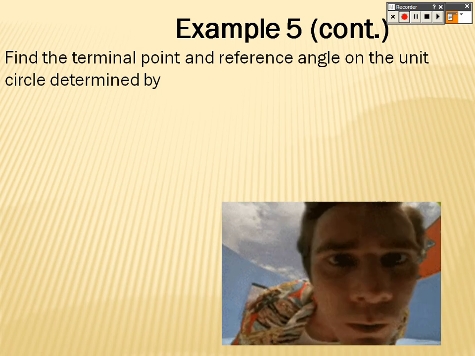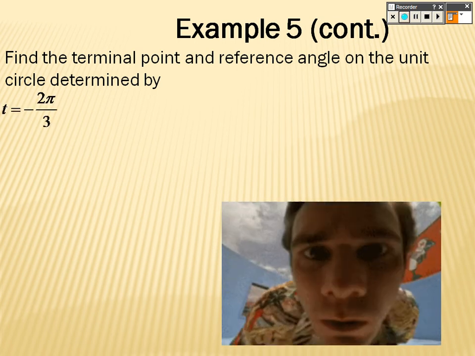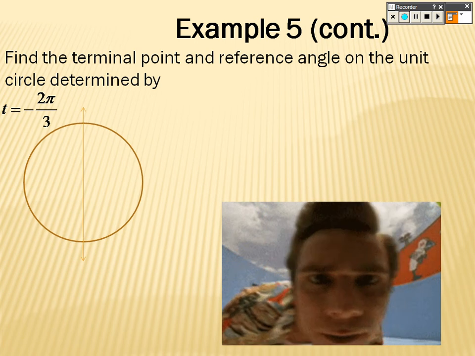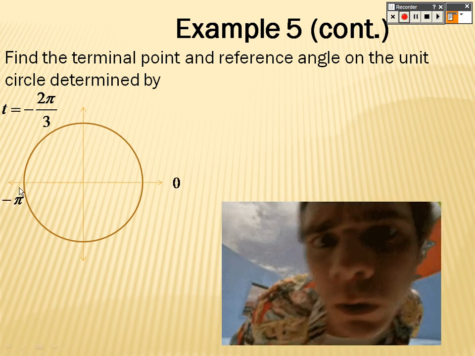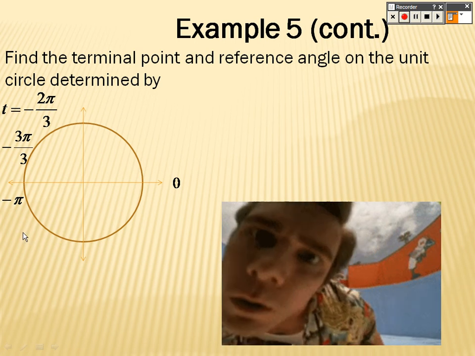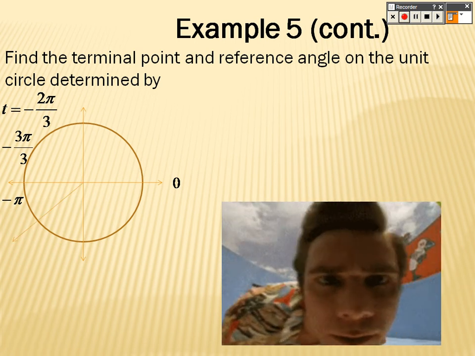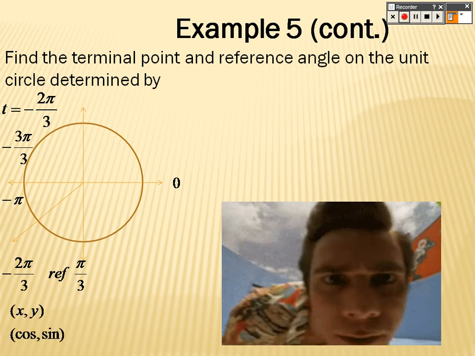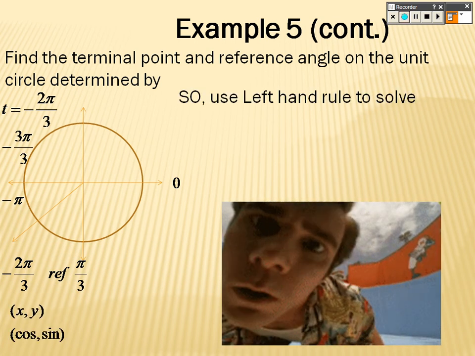Find the terminal point and reference angle on the unit circle determined by negative 2 pi over 3. So I go in the negative direction, which means I go down. This would be negative 3 pi over 3, so it ends in this quadrant right here. Pi over 3 happens to be the reference angle, and remember, x and y, x is cosine, y is sine.